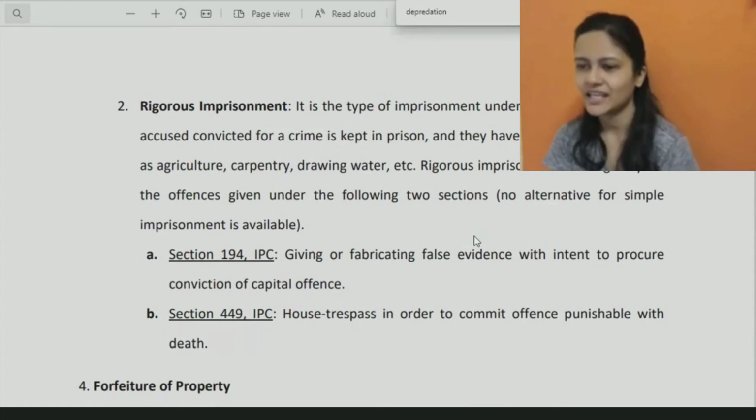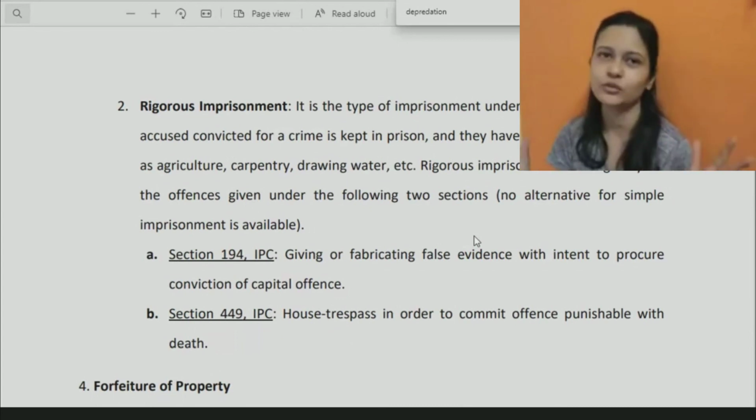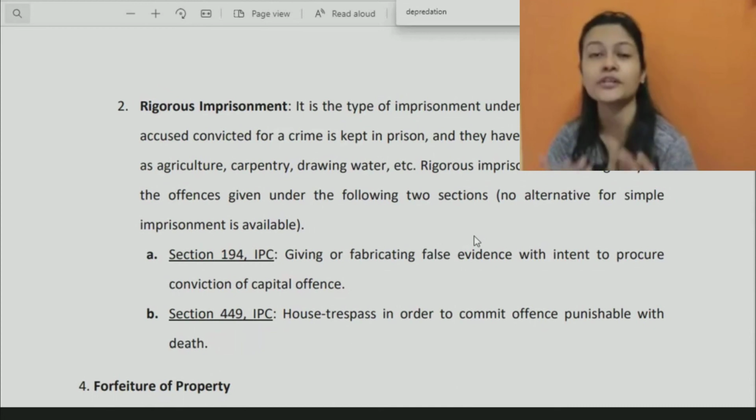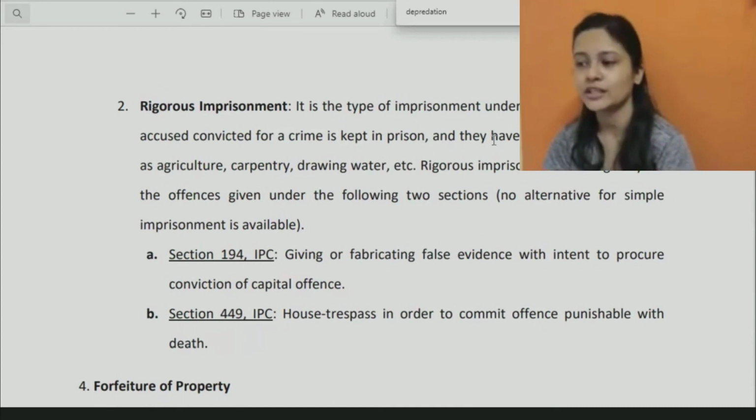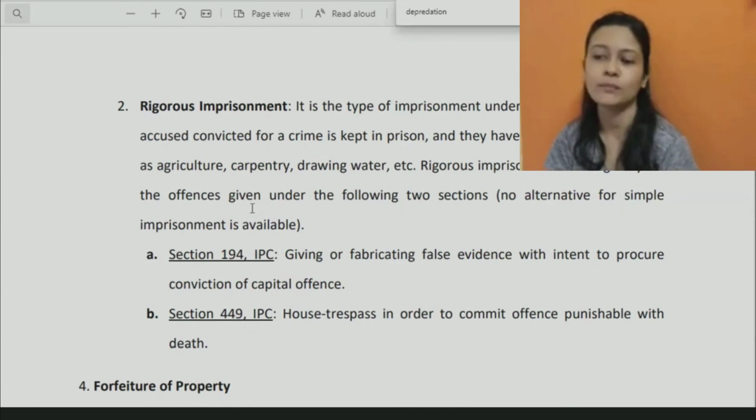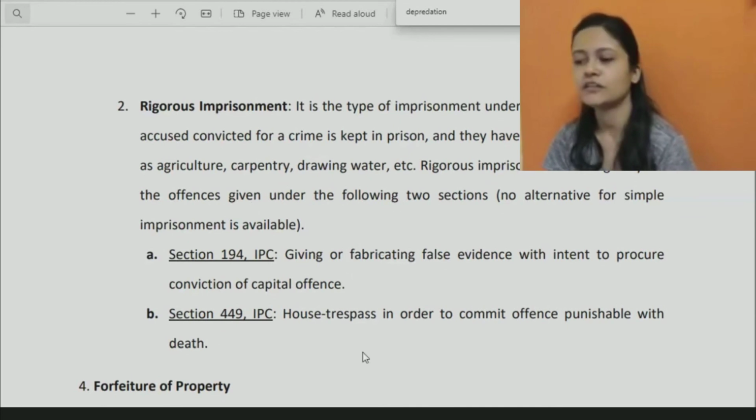Okay. Yeah, so in old movies, it used to be there that they are breaking big stones and everything. So that is nothing but rigorous imprisonment. In case of rigorous imprisonment, they will be given hard labor like carpentry, drawing water, then breaking stones and all that stuff. So it is obligatory for offenses given in these cases.